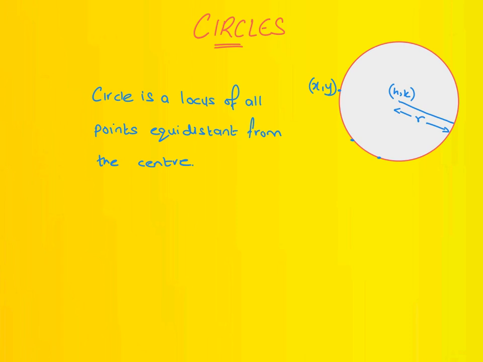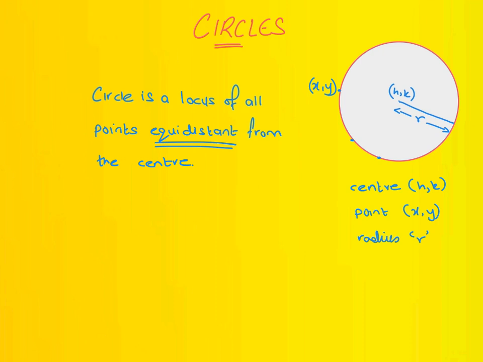A circle is the locus of all points equidistant from the center. We denote the center by (h, k), and any point on the circumference is (x, y). That distance, which is common, we know is the radius. So radius is basically that distance which is constant.